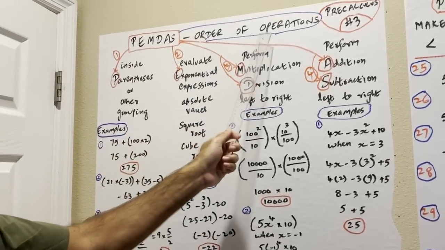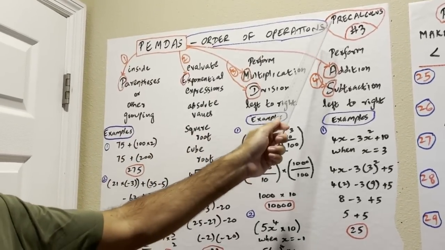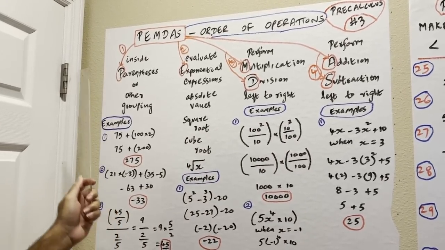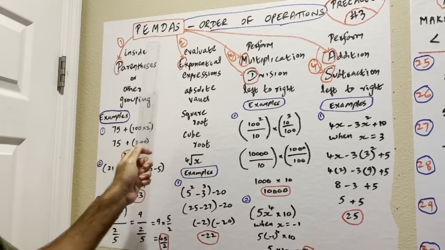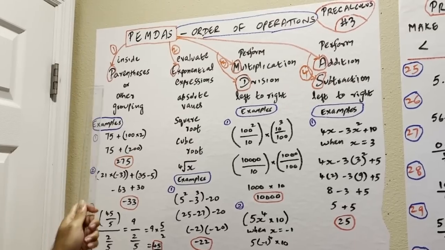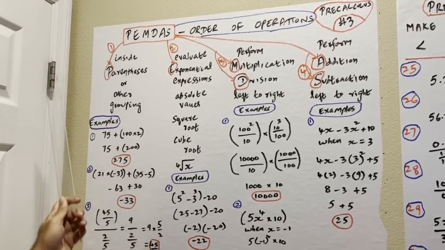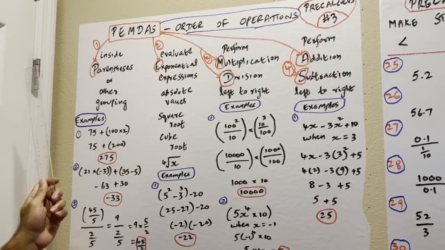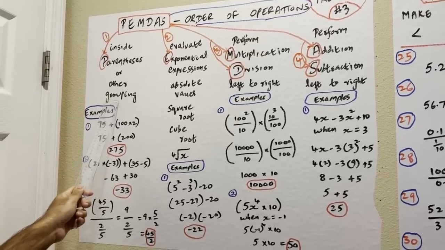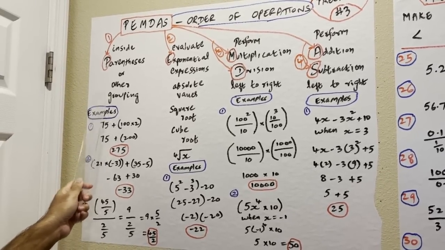PEMDAS, it's the order of operations. This is pre-calculus lesson number 3. Please watch lessons 1 and 2. When we are given an expression, what is the order? So, parentheses: anything within parentheses is the first priority. You have to evaluate that, or other grouping inside the parentheses.